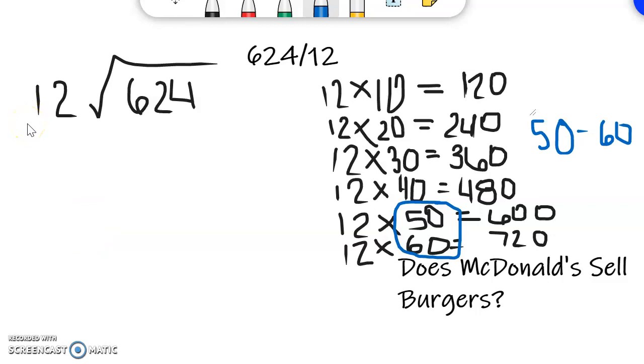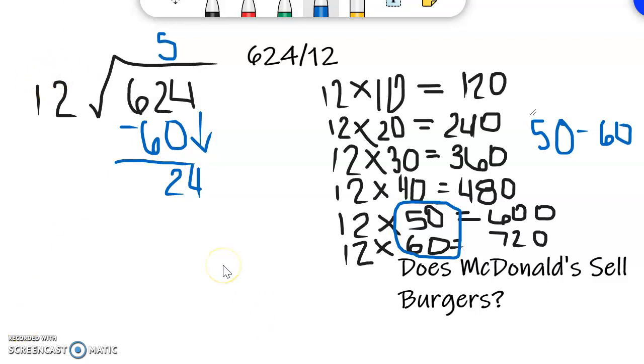Now I'm going to use these first two numbers right here, 62. Because 12 times 5 is 60, I'm going to subtract the 60. I'm using the same strategy that I showed you on our last video: Does McDonald's sell burgers? So divide, multiply. Now I'm going to subtract. 62 subtract 60 is 2. And now I'm going to do my B, which is bring down. So I'm going to bring down my 4.